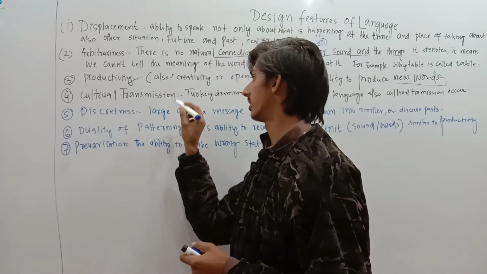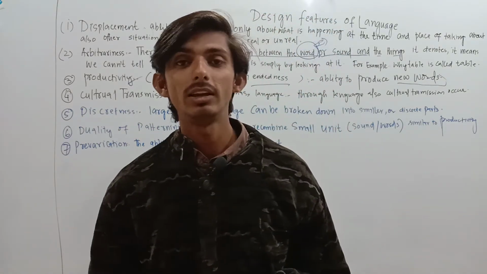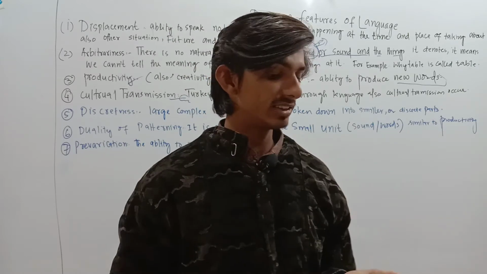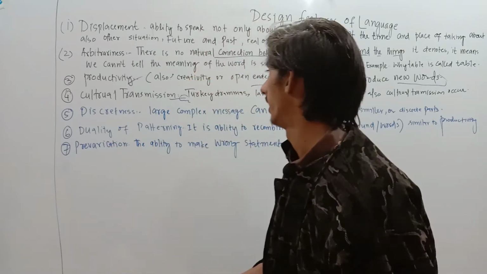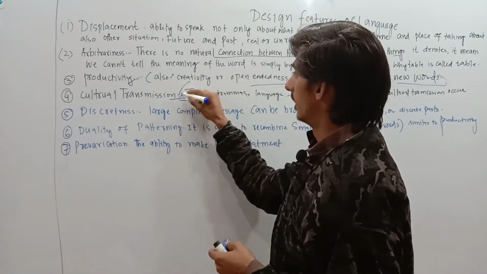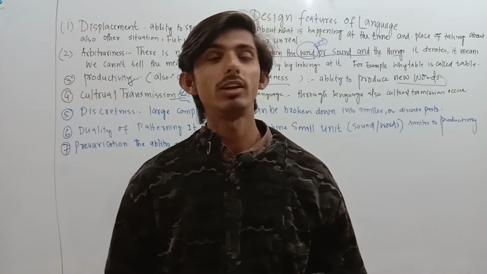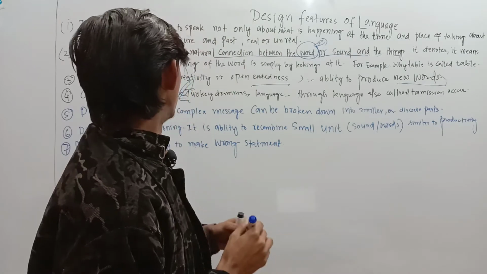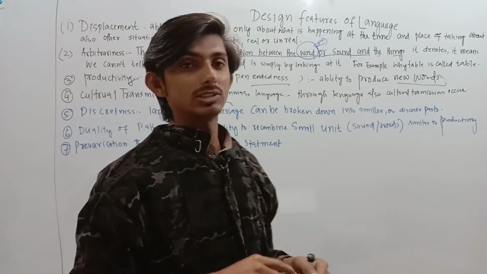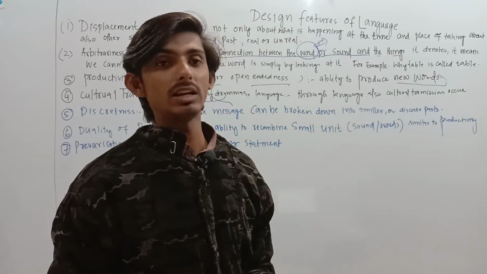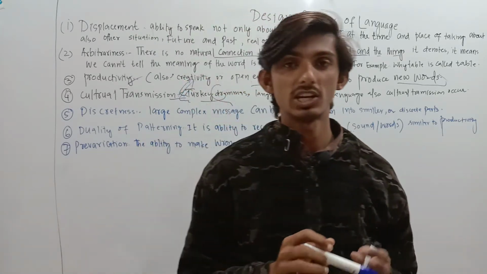The fourth is cultural transmission. Through language, we can convey our message and transfer our culture. For example, here in Pakistan, the Turkish drama Ertugrul Ghazi is now continuing. The effect is that most of the youngsters pick up Turkish culture in Pakistan. This is the language effect and its cultural effect. So language has another design feature, cultural transmission.